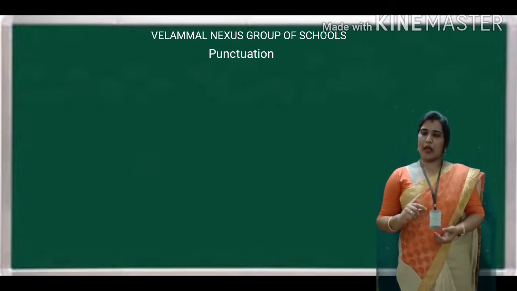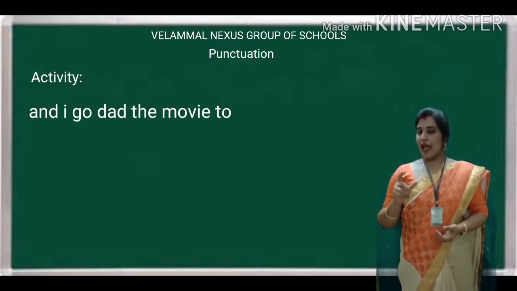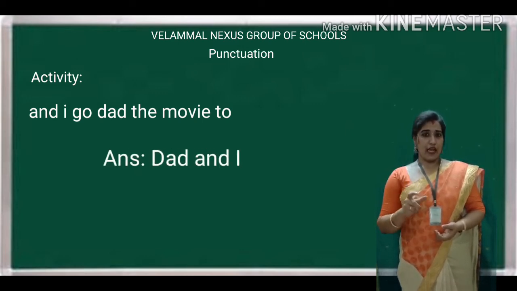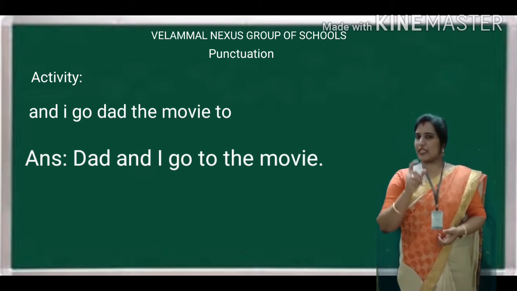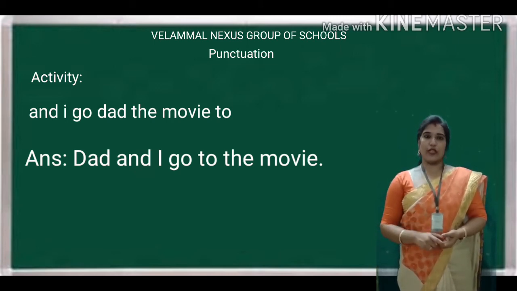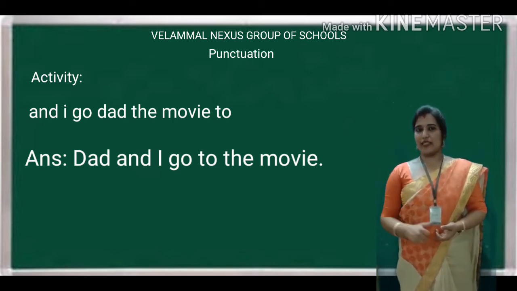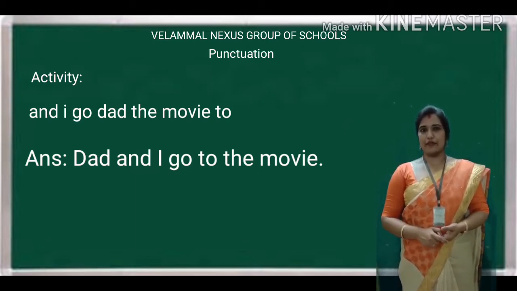A small activity for capital letter and full stop now. Look at the following words on the board. And I go that the movie too. So it was not arranged properly. How should we arrange it now? Shall we arrange it like Dad and I go to the movie? Yes, children. Every sentence has a rule that the first letter begins with a capital letter. So here it begins with a capital letter, D, Dad. And the pronoun I is capitalized. A sentence ends with a full stop. A perfect sentence.